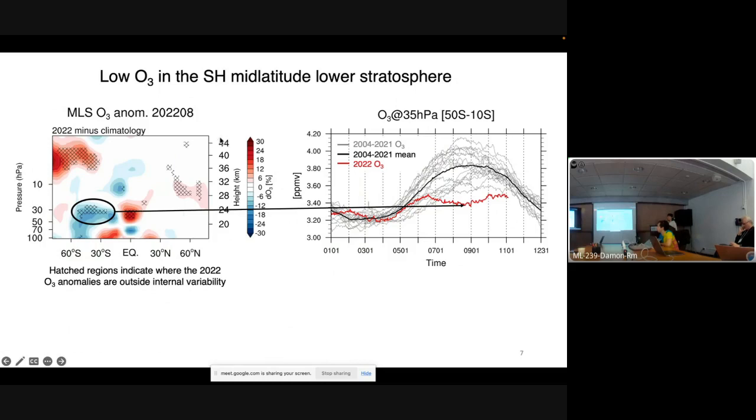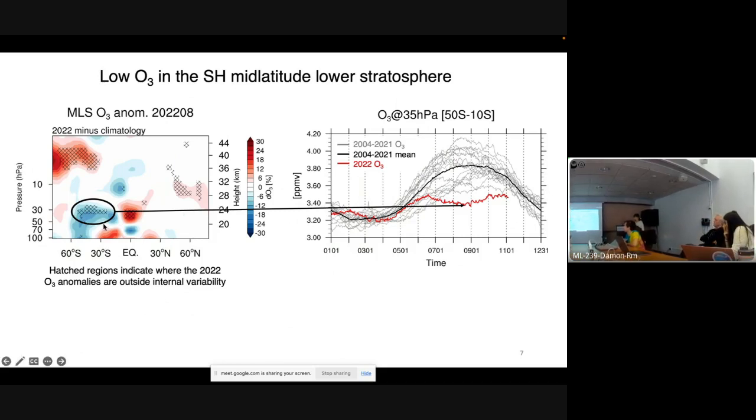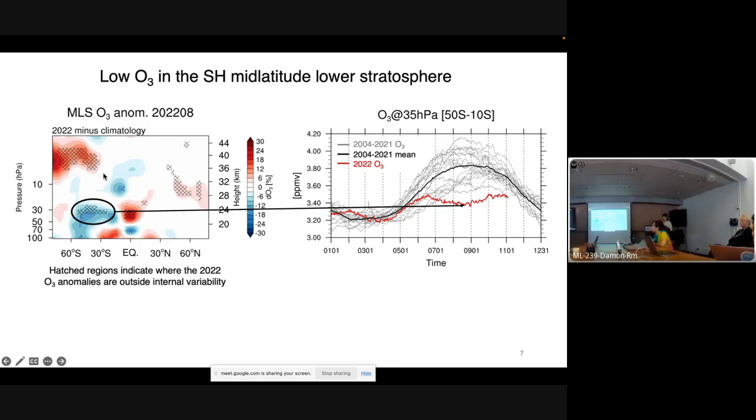And as a result of this slowing down of Brewer-Dobson circulation, we see a change in the ozone anomaly in the same month. As you can see from the left plot here, showing the ozone anomaly in August, in the mid-latitude there is a large ozone reduction, as this blue block shows you.